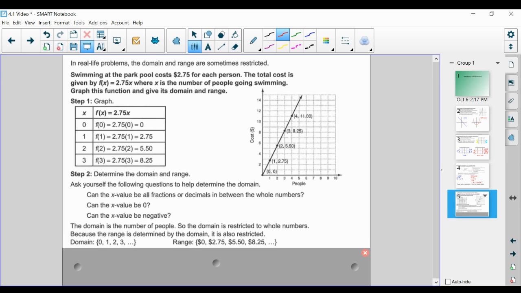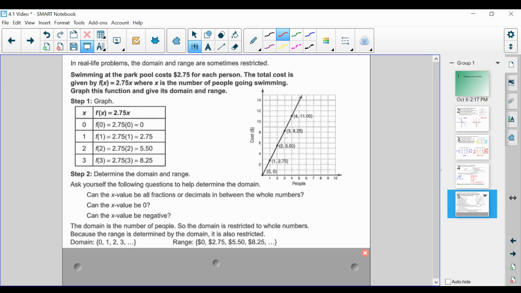Because the range is determined by the domain, the money, the cost is determined by the people, that is also going to be restricted. So our domain, the number of people that we can have, is going to be 0, 1, 2, 3, ... so on and so forth. And we don't write an inequality here, because if we said x is greater than or equal to 0, then we're including 1 1/2, 2 1/3, and that doesn't work here. So in order for us to show the increasing value of it, we're going to put ... at the end of our bracket. So look, 0, 1, 2, 3, ... showing this pattern continues to go on.